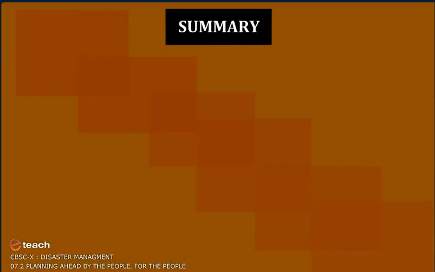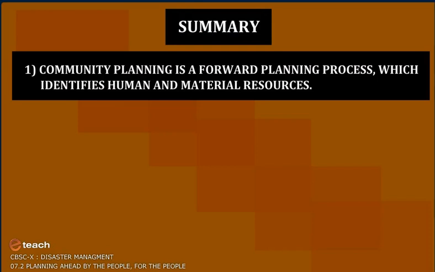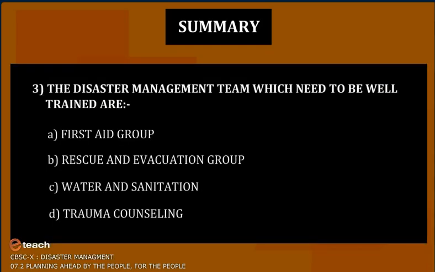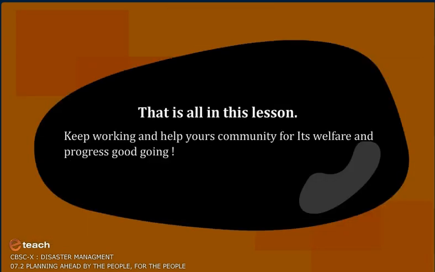Summary. Community planning is a forward planning process which identifies human and material resources. There are 4 types of mapping: social mapping, resource mapping, vulnerability mapping, and safe and alternate route mapping. The disaster management teams which need to be well trained are First Aid Group, Rescue and Evacuation Group, Water and Sanitation, Trauma Counseling. That is all in this lesson.